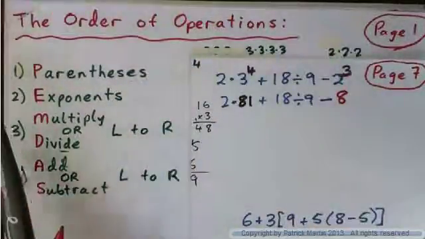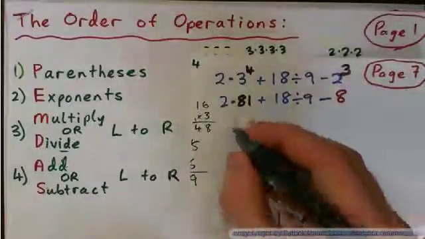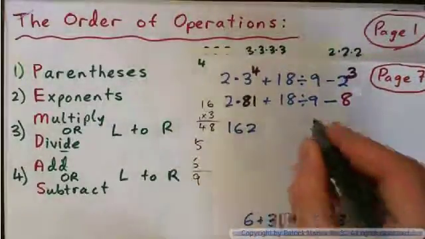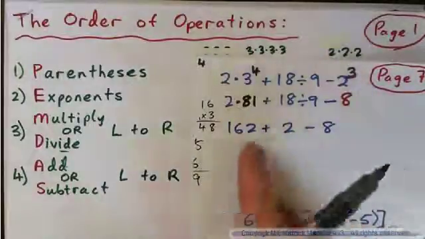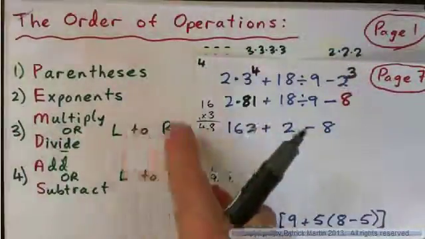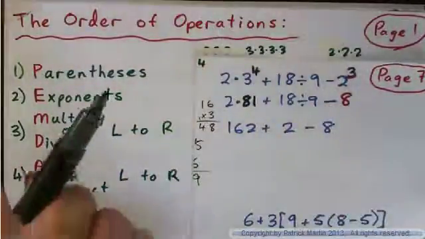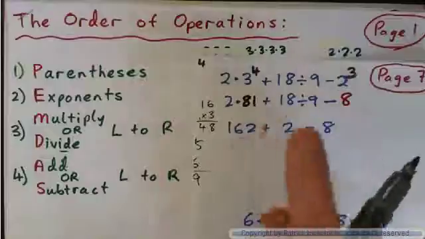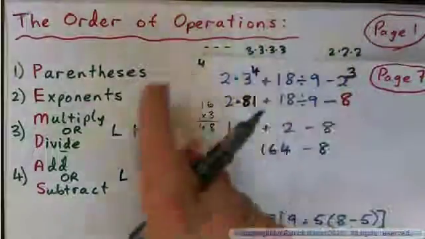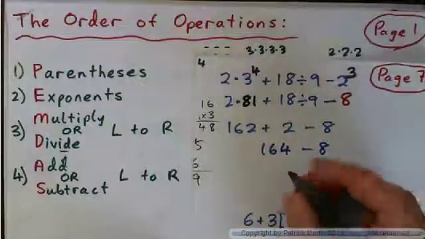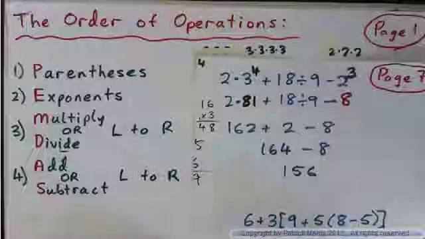Now we're going to go from left to right and multiply or divide, whichever comes first. We have 2 times 81, which is 162. We have 18 divided by 9, that's 2. And so we've done all the multiplies or divides. Now we go from left to right and add or subtract whatever comes first. So the first thing we see is add this plus this, 164. And now we just have subtraction. So 156, right?